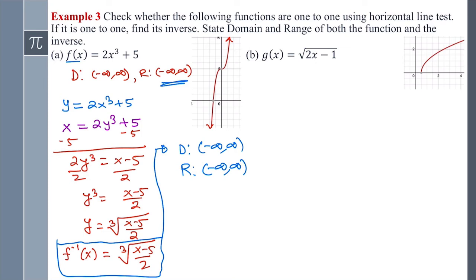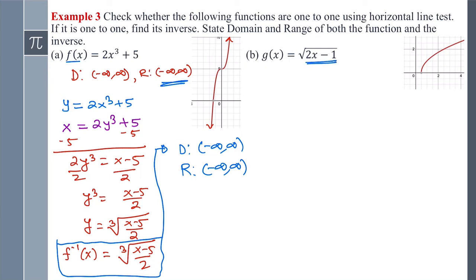So now let's look at another function here, this square root function given. We already have the graph. So looking at the graph, we can say that this function does pass the horizontal line test. So it is one-to-one function. So before we find the inverse, let's go ahead and find the domain for this function.